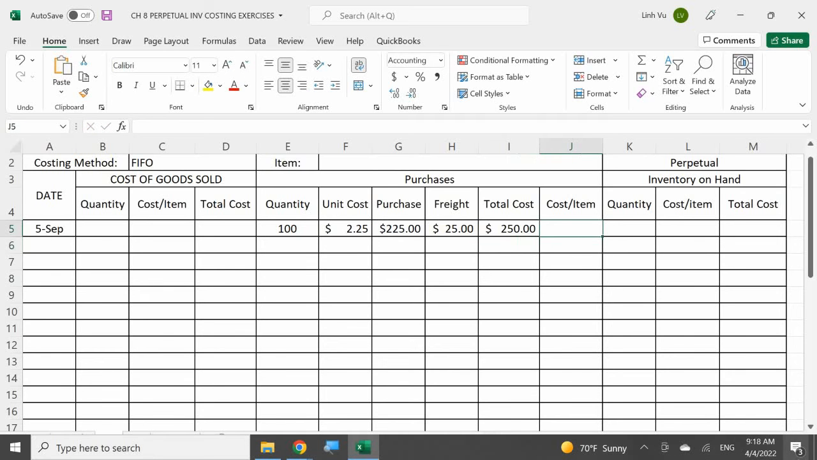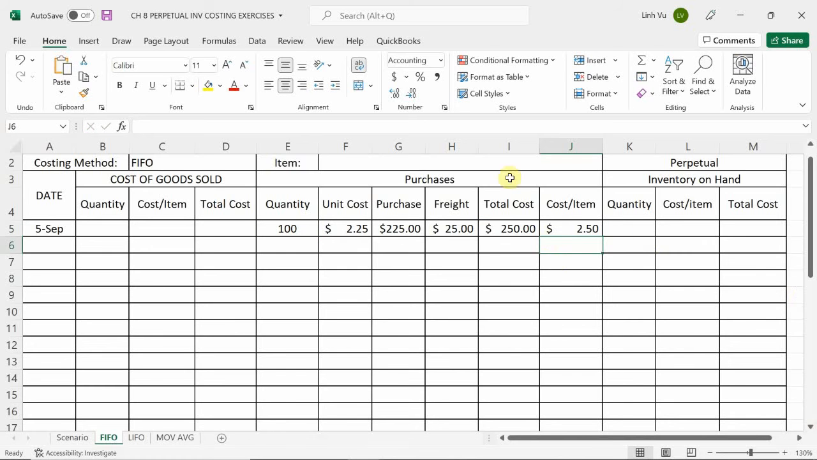Okay, so therefore, because I'm using FIFO, I need to separate my batches of inventory by figuring out what each one is going to cost me. So in this case, what is 250 divided by 100? What's my cost per item going to be? $2.50. So what I'm going to do here is I'm going to plug my numbers into my inventory on hand.